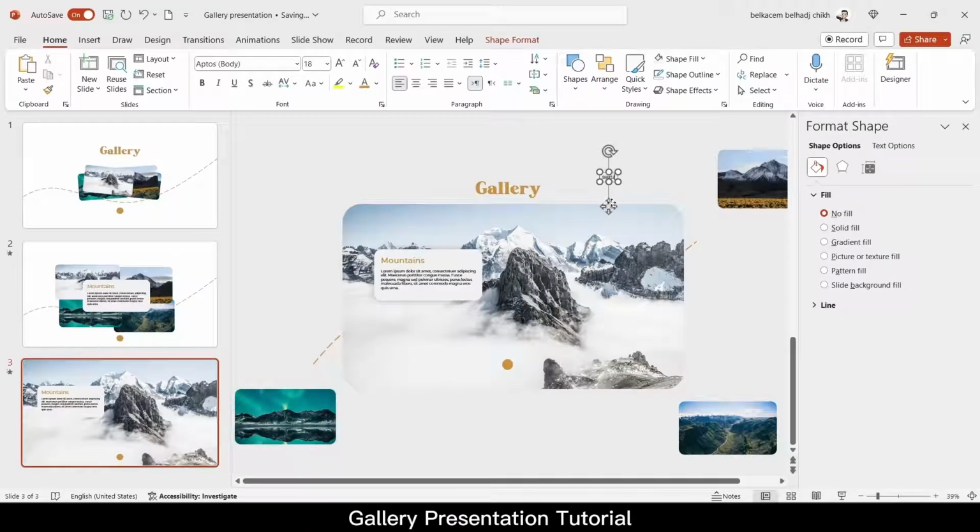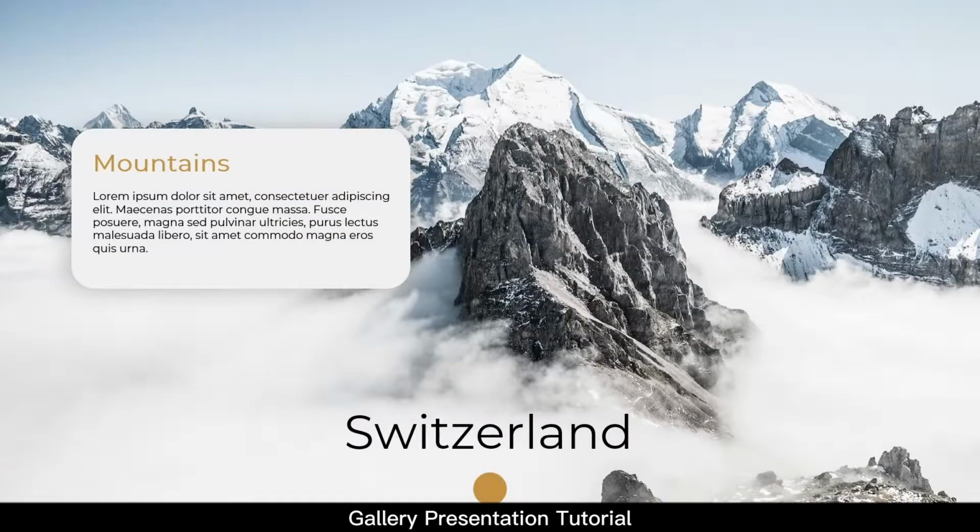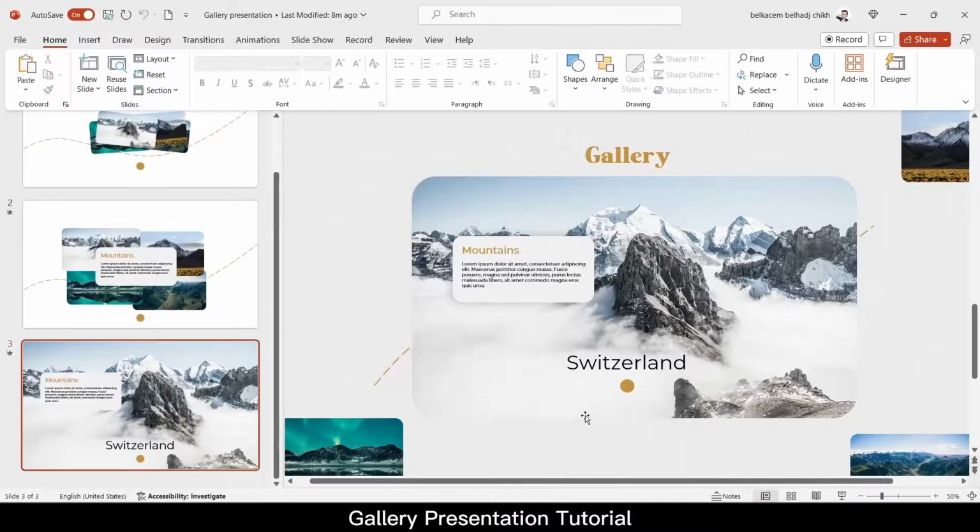Let's add a title, which is the name of the place that those mountains are. For this one, it's Switzerland. I'll increase its size and change the font to Montserrat for sure. Great. And what's rest is to align it. Let's go to shape format, align, then align it to the center as the circle. Perfect. So this is about the design of the second slide.